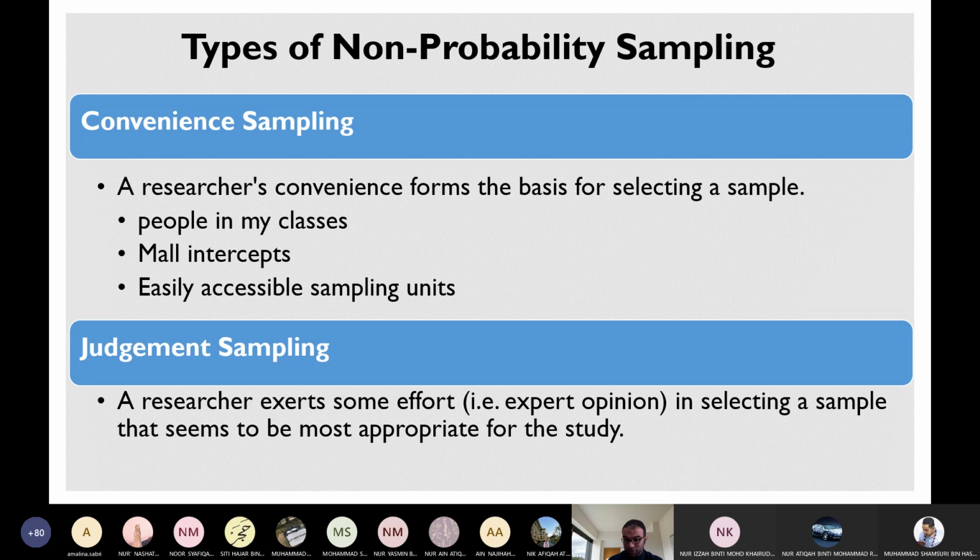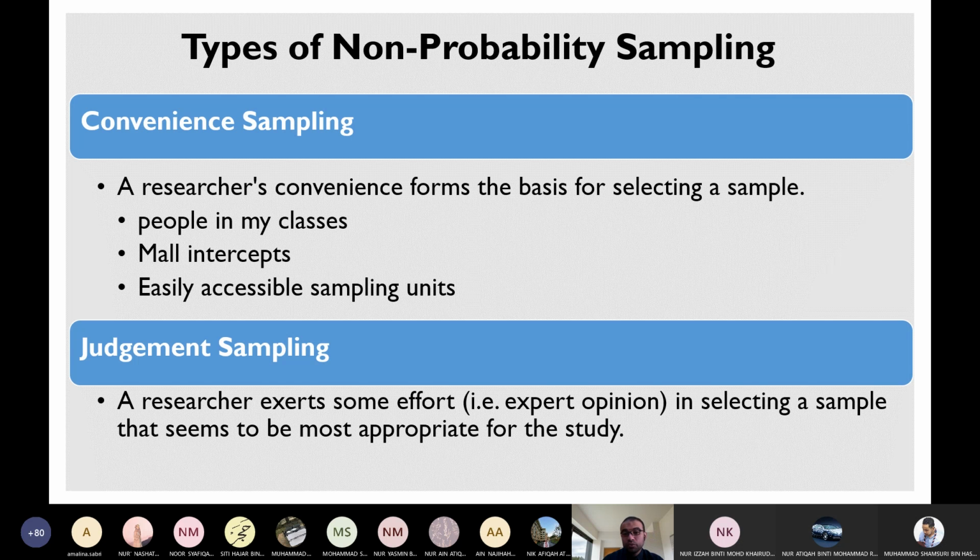This is convenient sampling for the researcher him or herself. People in the class, or people who are randomly available at the convenience of the time, maybe in the mall, or whoever we have easy access to, in general.